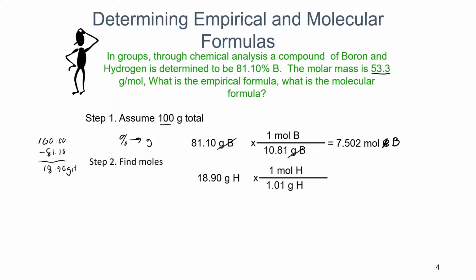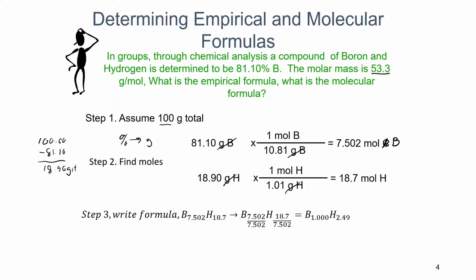Okay, then we can do the same with hydrogen. Divide by the molar mass. Grams of hydrogen cancel grams of hydrogen. And we're left with 18.7 moles of hydrogen. All right, then next we'll want to write a preliminary formula of B 7.502 coming from here, H 18.7, then we divide by the smallest, and we're left with B1H 2.49.